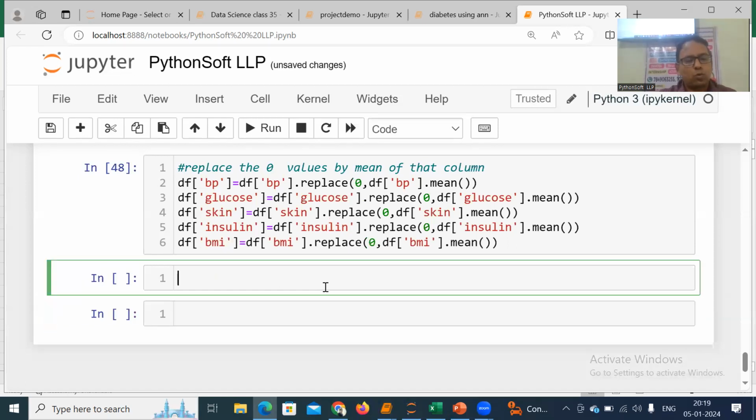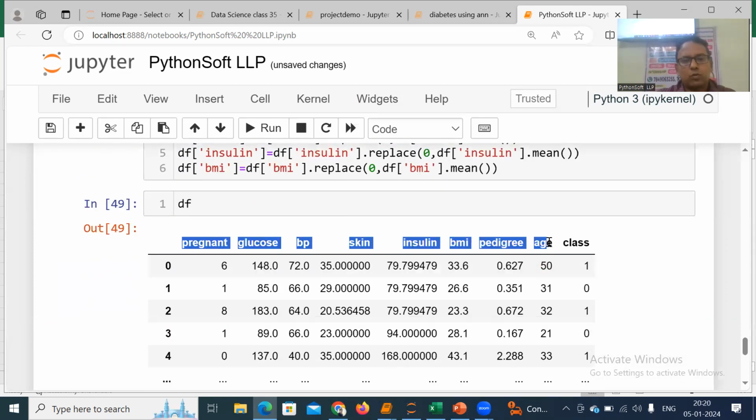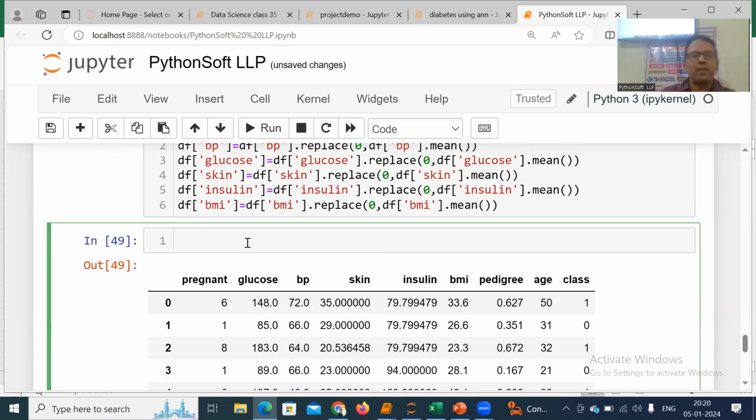So now what to do? Now see, these are the input. This last column is the output. Now my data is cleaned. So separate input and output. How to separate input and output?